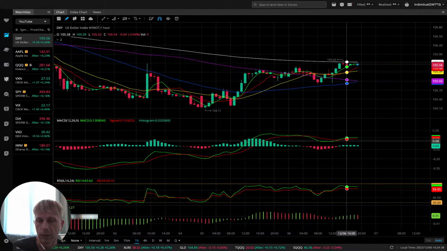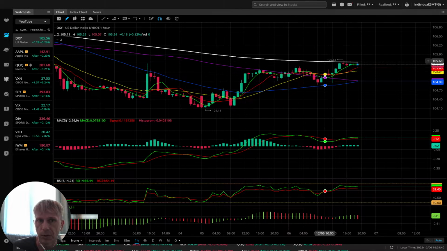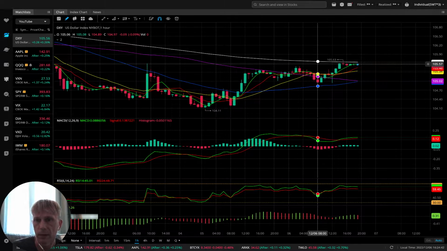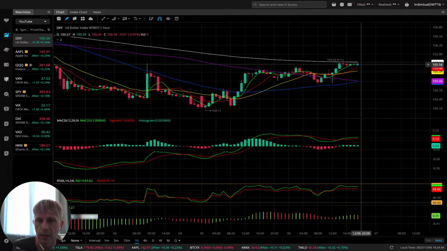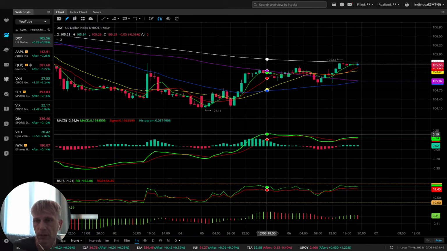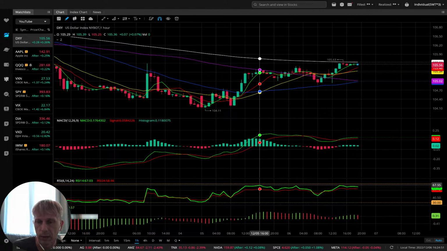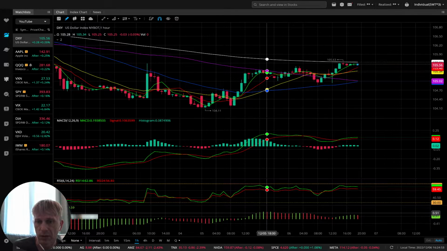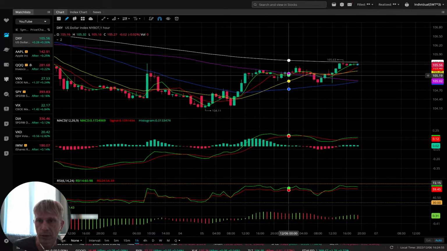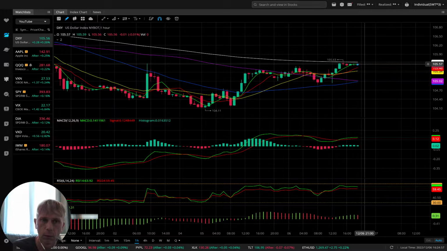Okay, 1 hour. On 1 hour it touched MA100, and it has kind of bearish divergences on 1 hour. It wants to do some correction on the 1 hour time frame.